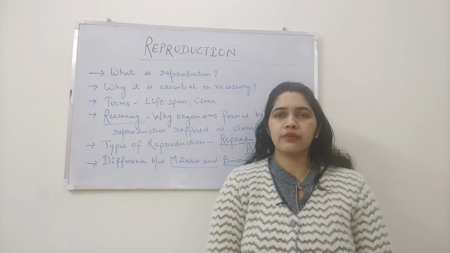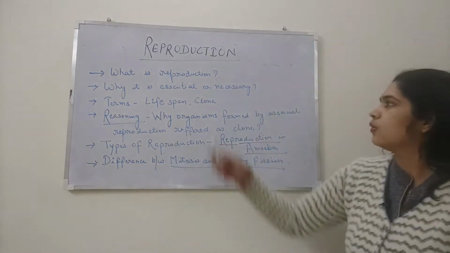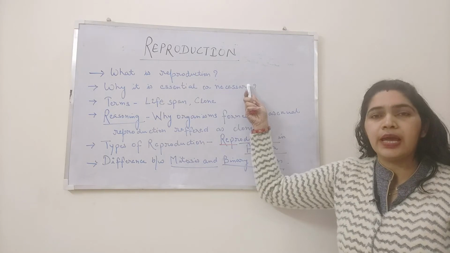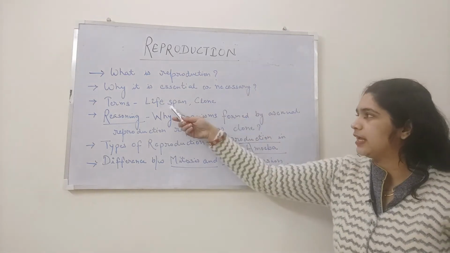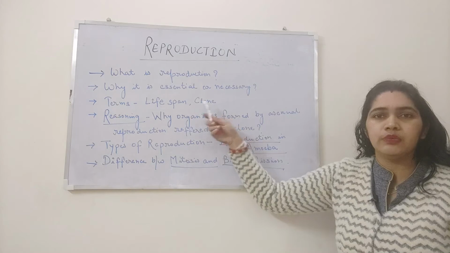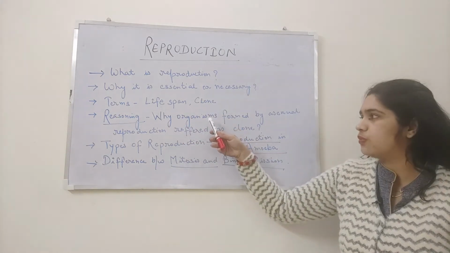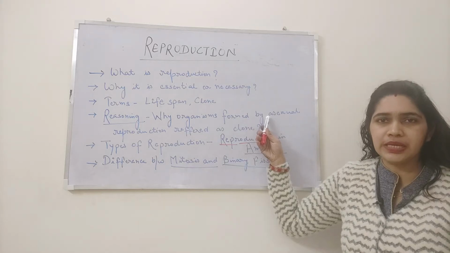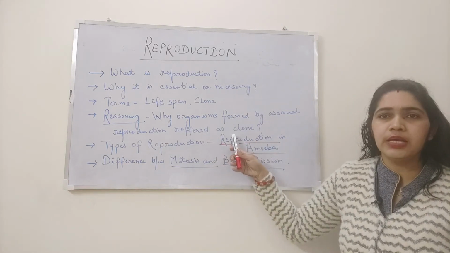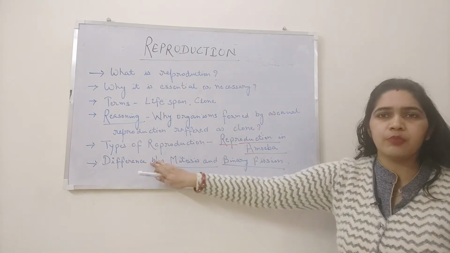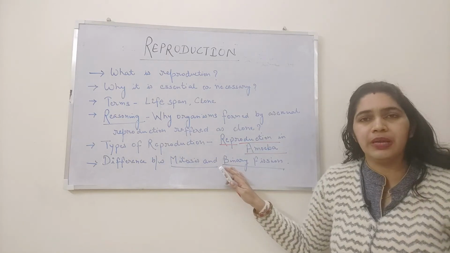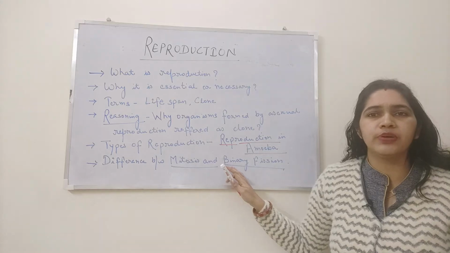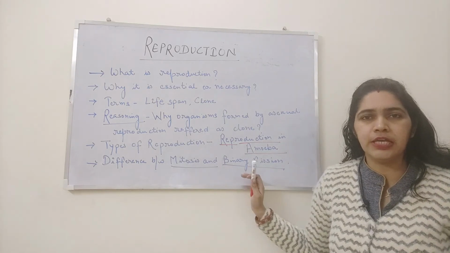So what I am going to cover today is what is reproduction, why it is essential or necessary, and understanding on the terms like lifespan and clone, reasoning where I am going to discuss why organism formed by asexual reproduction is referred as clone. Then your types of reproduction where I am going to cover asexual reproduction, mainly how reproduction occurs in amoeba and what is the difference between mitosis and binary fission.